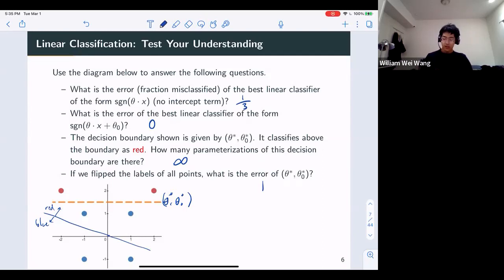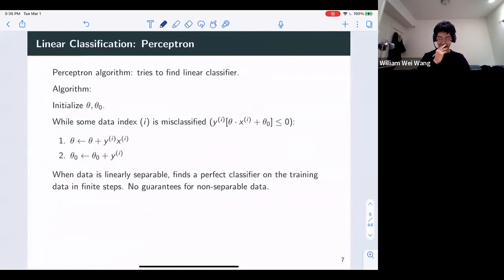Okay, so let's continue. Remember that there is an algorithm to find a linear classifier, which is called the perceptron. I don't have any questions on it right now, so I won't talk about it too much, but you should know the overall outline of the algorithm, what it's for, and what its guarantees are. Basically, it's like a gradient descent thing. If there's some misclassified data point, you'll do this gradient descent type of update.